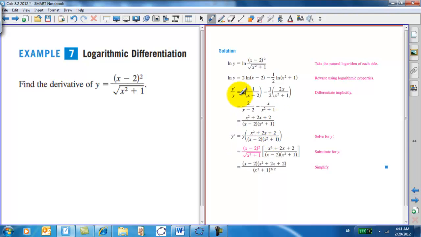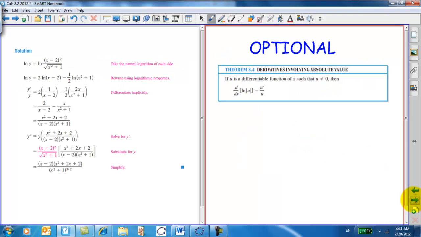One thing you have to watch out for at the end is that a lot of times, like in this case, you get y prime over y when you take the derivative of the natural log of y. So you'd have to multiply both sides by y and replace y with what it is, just to get everything in terms of x. It also is very handy for things like x to the x power. Same thing with derivatives involving absolute value.